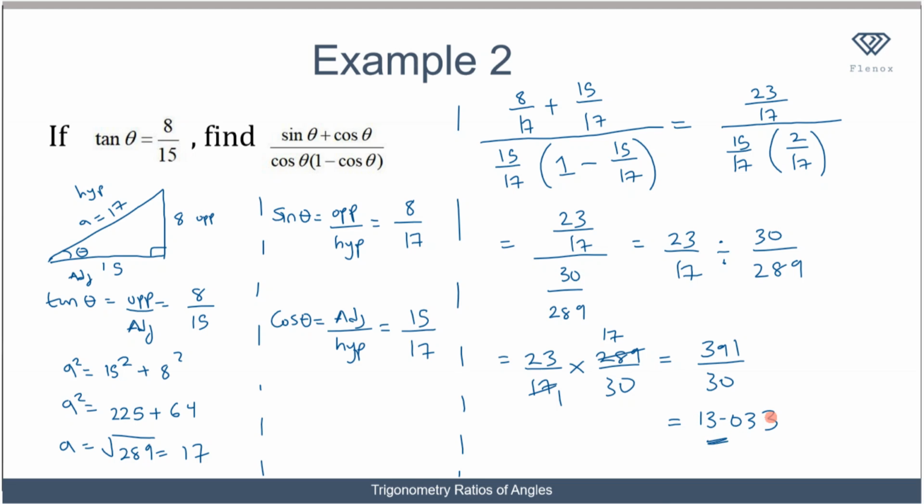And if you convert this to decimal, this becomes 13.033. So if tan theta is equal to 8 over 15, then the value of (sin theta plus cos theta) over cos theta (1 minus cos theta) is given as 391 over 30 or 13.033. Now let's look at another example.